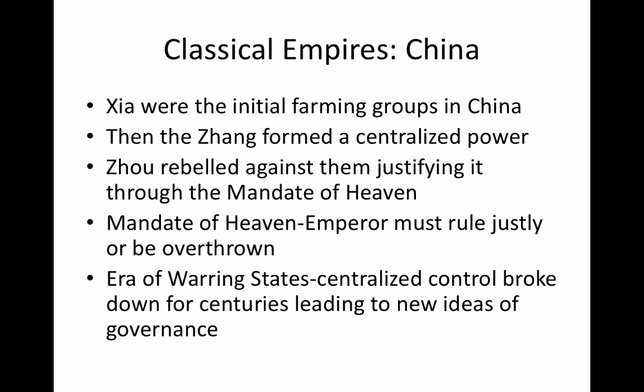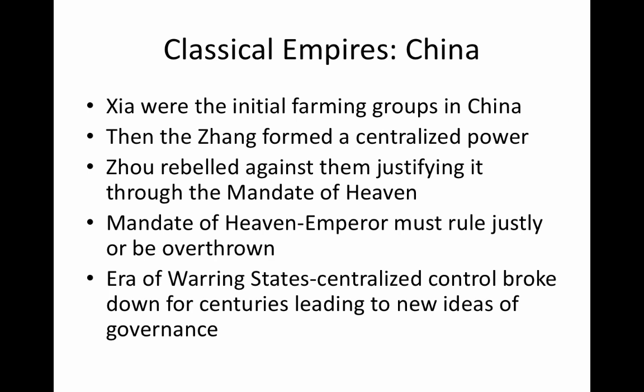They were eventually consolidated together through something called the Zhang dynasty with centralized power. But then their centralization of power created a rebellion. And the rebellion occurred in the Chu dynasty, which justified their rebellion as being under what's called the mandate of heaven. The mandate of heaven was that the emperor must rule justly or be overthrown.